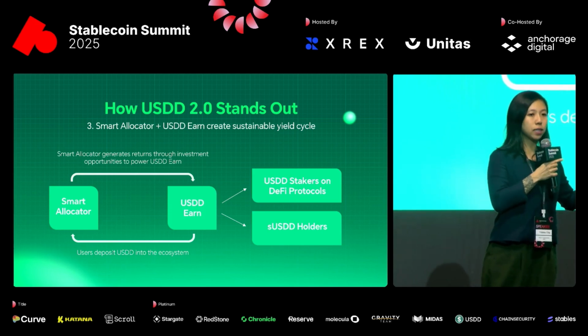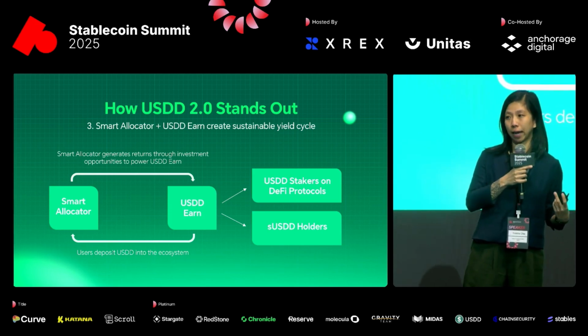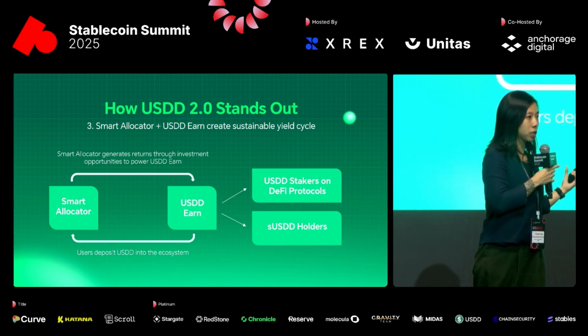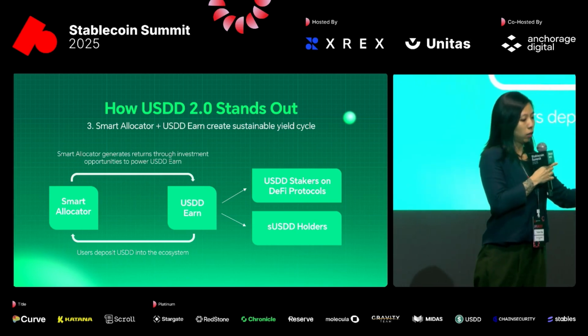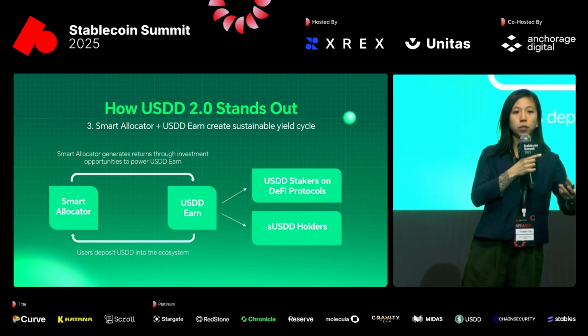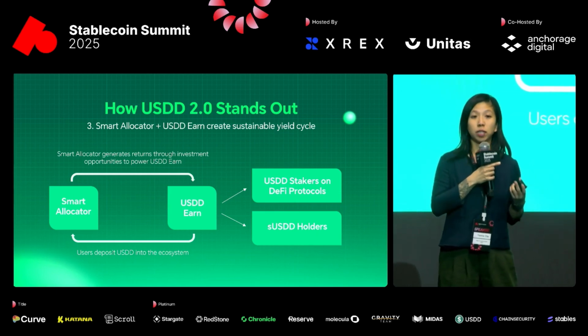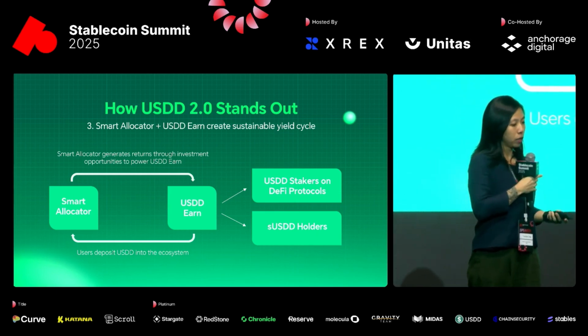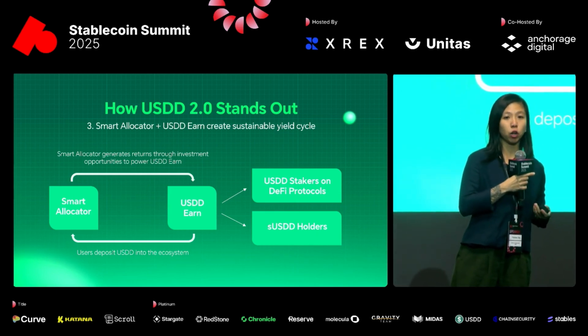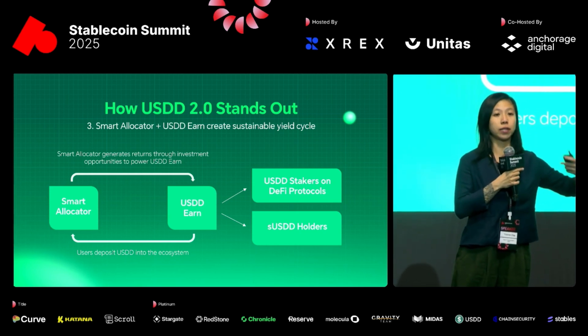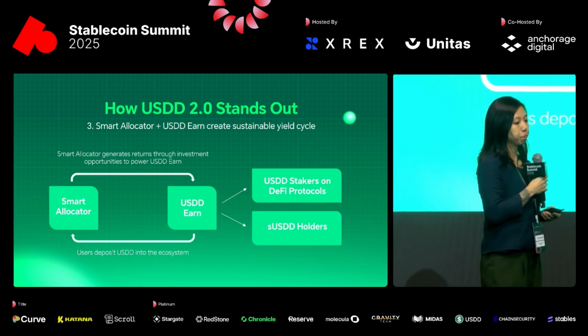So you see this creates a self-strengthening cycle, right? So we have capital, it generates returns. The returns go to the users as user earnings, and these earnings go back into the system when users participate in it, and this creates a cycle. So what this means for USDD and the community is that growth is able to sustain over the long term.